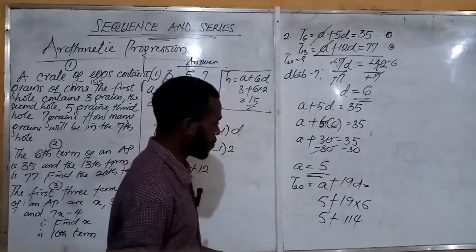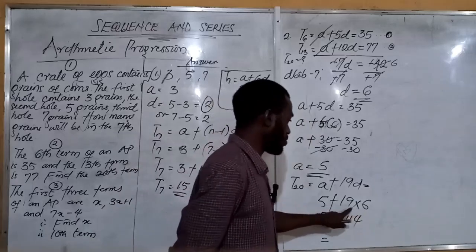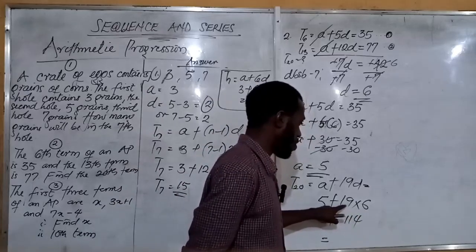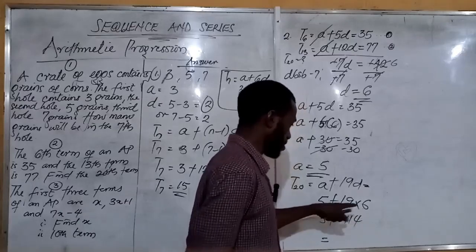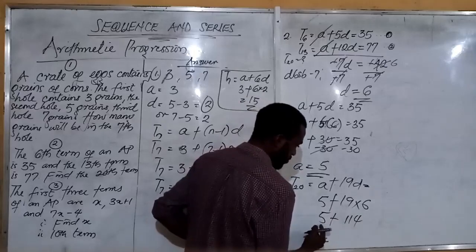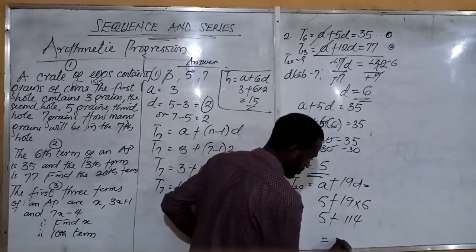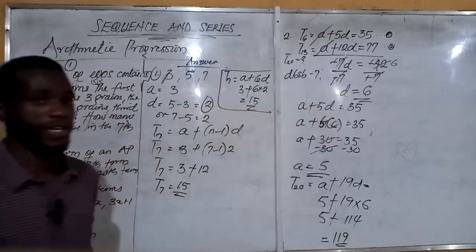Let's do this again. 19 times 6 is 114. Then 114 plus 5 becomes 119. All right, and that becomes our answer.